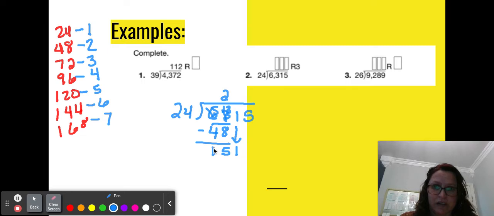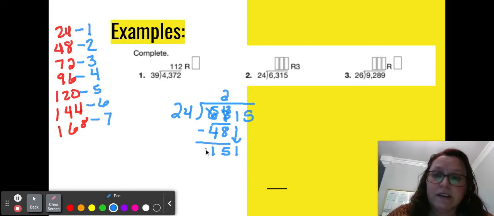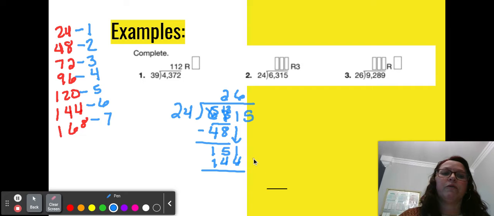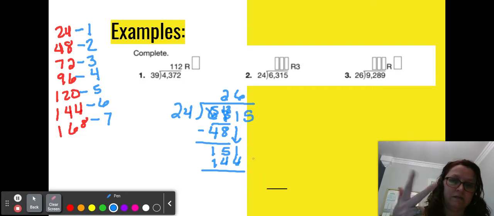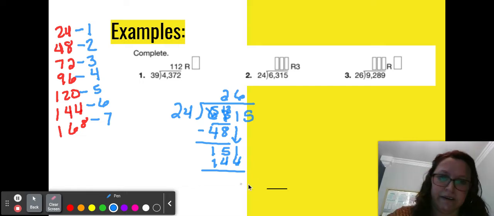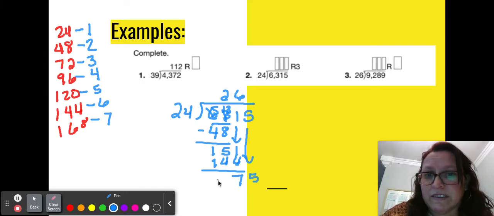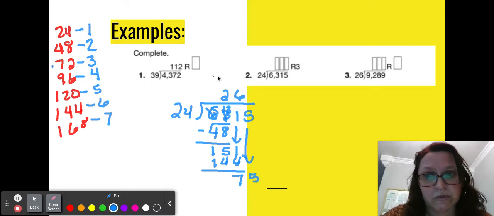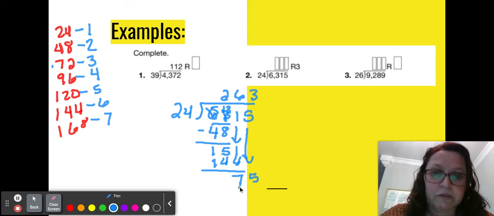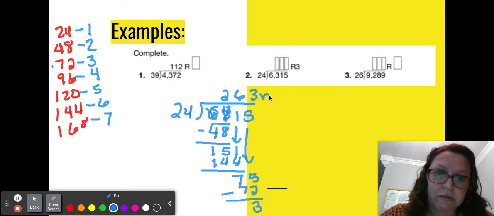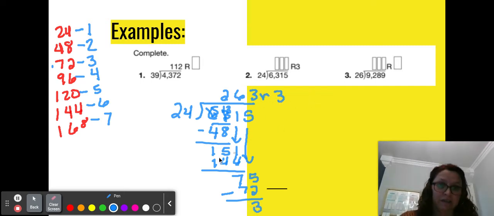So I've got 151. The number 144 is less than it, so I'm going to put 6 on top. 6 times 24 is 144. Now I've got to subtract. 44, 45, 46, 47, 48, 49, 50, and 51. Sorry. So the 7, and I've got to bring down my 5. What number is less than 75? I'm seeing 72 right here, so I'm going to put 3 on top. 3 times 24 is 72. 75 minus 72 is 3. So I have to put a remainder of 3 as my answer.